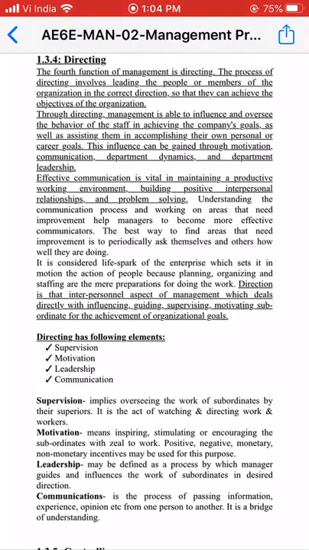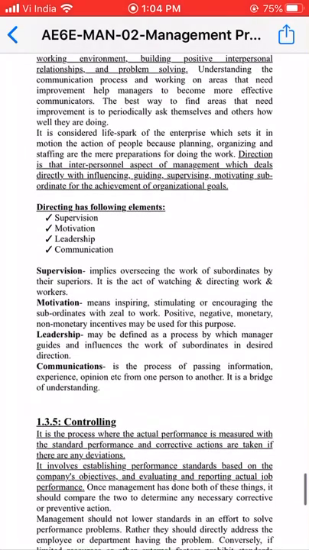Okay, so directing has main elements. The main elements of directing are: first one is supervision, second one is motivation, third one is leadership, and fourth one is communication. So supervision means the supervisors need to supervise all the employees in such a way that they complete their given task. Supervision implies observing the work of subordinates by their supervisors or superiors. It should be done in the correct direction, and it is the act of watching and directing work and the workers. Okay, so this is about your supervision.